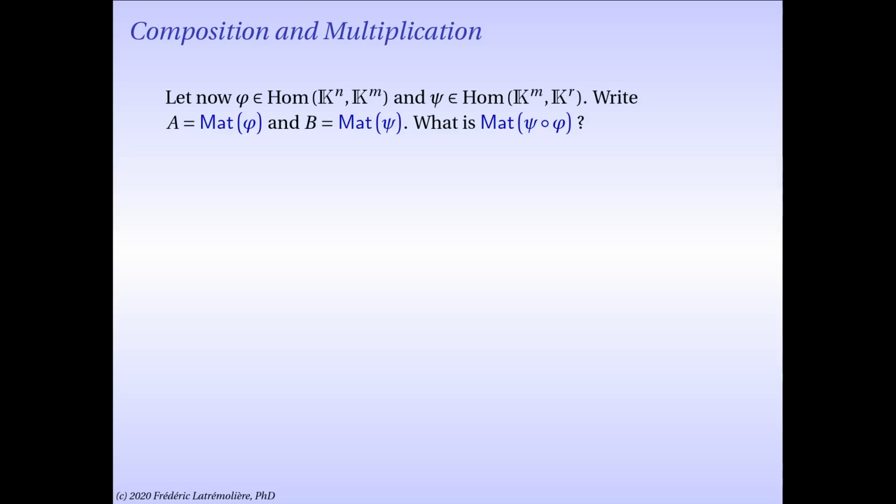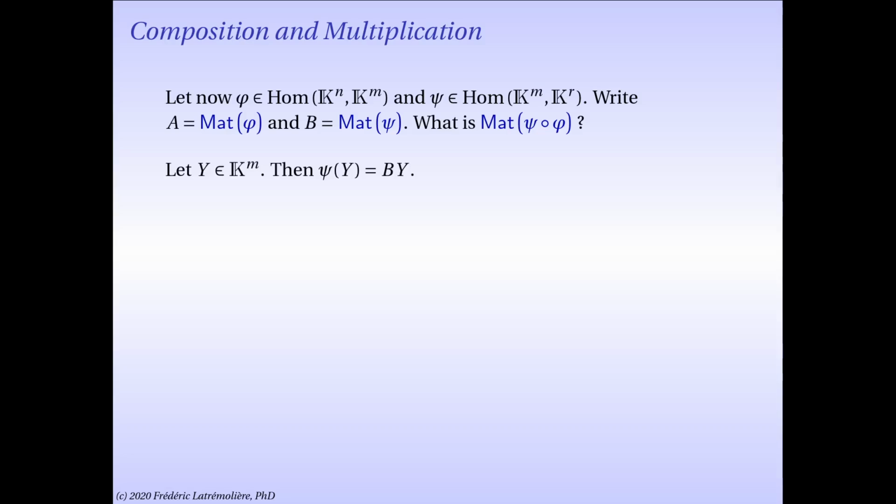In other words, we address the following question. Let phi be a linear map from k^n to k^m, and let psi be a linear map from k^m to k^r, where r is a non-zero natural number. Let us simply write A for the matrix of phi and B for the matrix of psi. Note that A is an m by n matrix and B is an r by m matrix. The question is, what is the matrix of the map psi composed with phi, which we know to be a linear map? Well, its matrix is an r by n matrix, but how do we compute it?